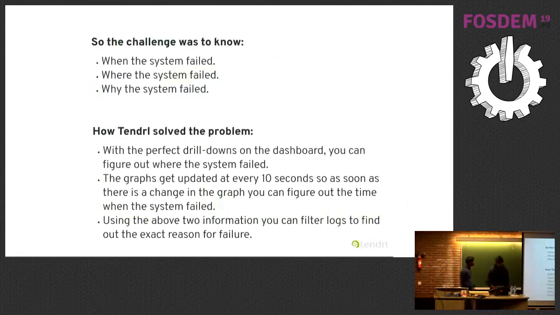So we were facing three challenges, which were when the system failed, where the system failed, and why the system failed, the popular 3 Ws. Well, let's see how Tendrl solves the problem. With the perfect drill downs, you are now able to figure out when and where the system exactly failed, and the graphs get updated every 10 seconds. If you can figure out the change in the graph, you can figure out the time when the system failed. And using the above information, you will be able to filter the logs and find out the exact reason of the failure.